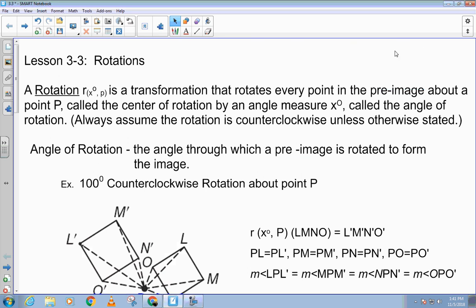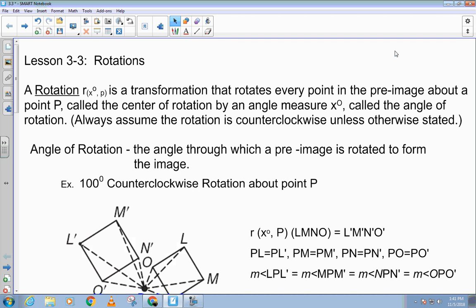So today we're talking about rotations, okay? A rotation is a transformation that rotates every point in the pre-image about point P, called the center of rotation, by an angle measure x degrees, called the angle of rotation. And you always assume this rotation is counterclockwise unless you're told otherwise.